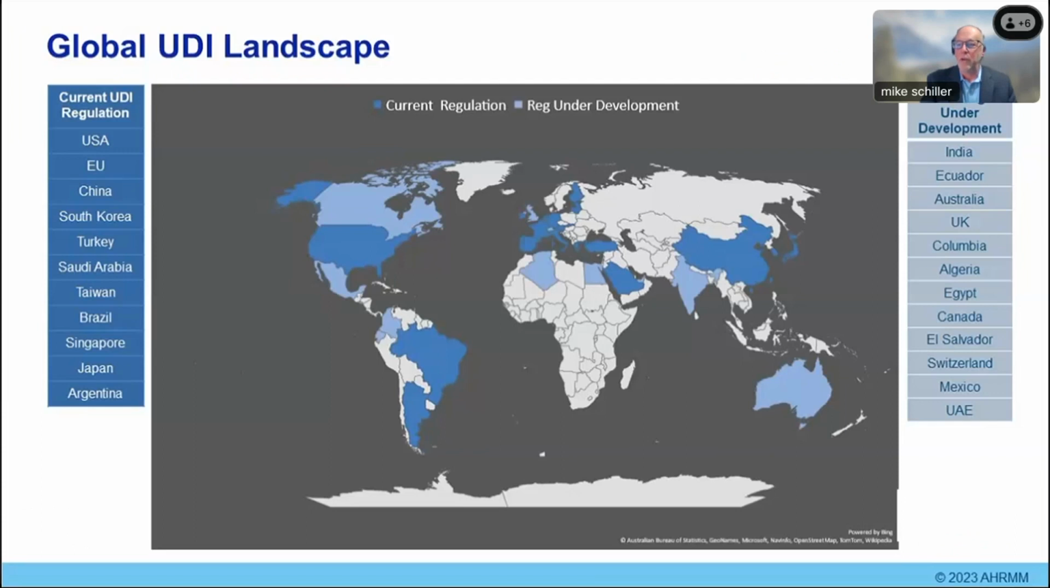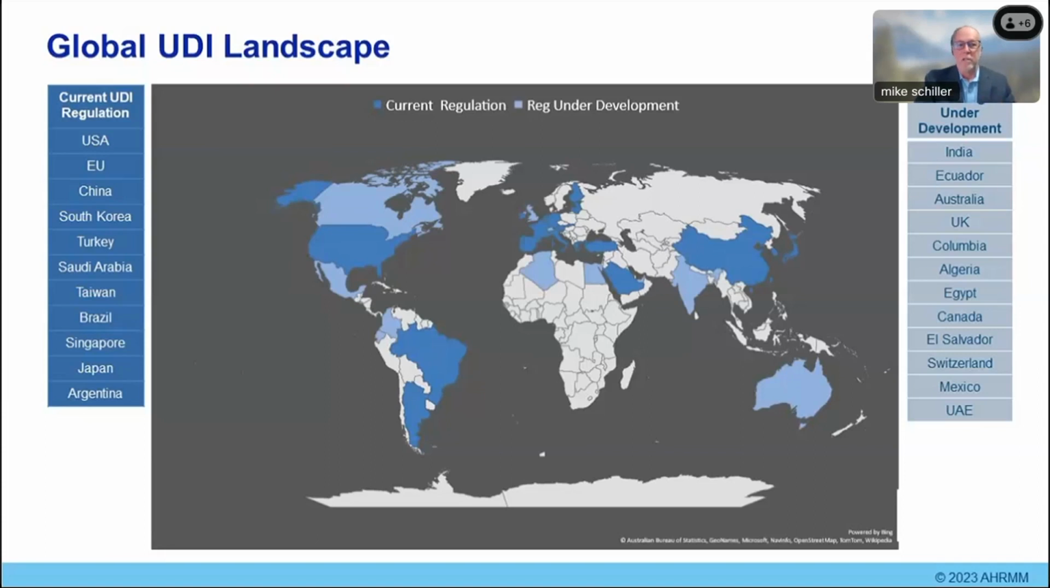And what I want to start with is actually a slide from our group at the FDA, Indira Kanduri and her team. And what this really just highlights is the number of countries that either have current UDI regulations in place or that the regulations are under development. And this is impressive when you look at the areas that are covered by either current or developing UDI programs. And it really speaks to, I think, the need to harmonize a lot of the UDI.